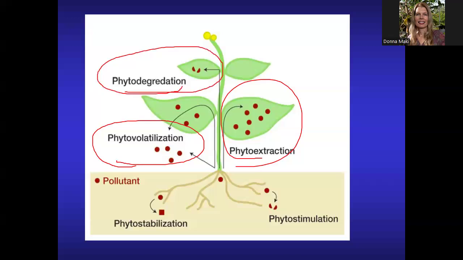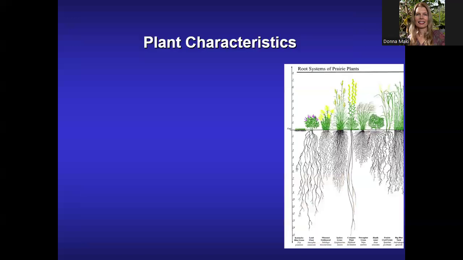When you consider plants, if you're asking, we've got this contaminated site, we want to try to grow some plants in there to phytoremediate it. How do we do that? How do we approach this idea to be most successful?